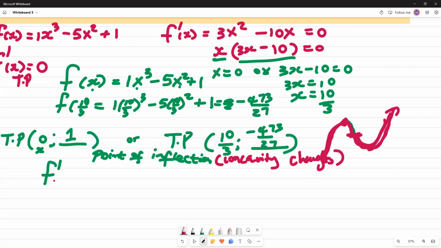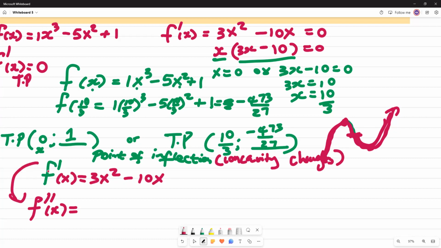Sharp. Now, I'll show you how to do the point of inflection. Let me just rewrite the first derivative here, which is 3x squared minus 10x. To do the point of inflection, we need to do the second derivative. If you haven't watched the video on second derivative, you can watch it. Second derivative is basically the derivative of the first derivative. So 3 times 2, it's 6x, right? And then here we're going to have minus 10. Do you see it? Sharp. And then this must be equal to 0.